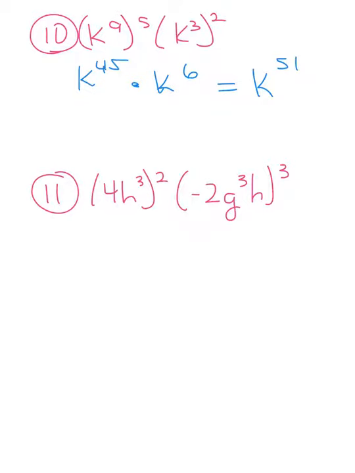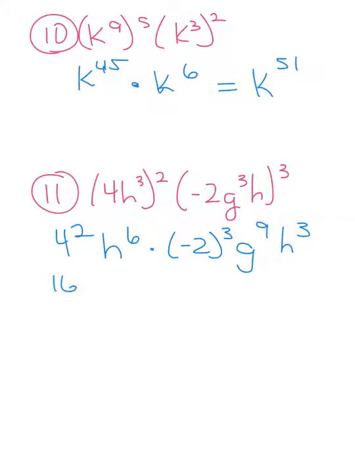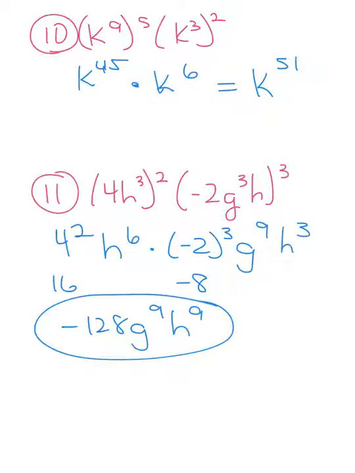Same thing with number 11. I'm going to take 4 to the 2nd power, write all this out first, h to the 6th, times, now again, negative 2 has to go in parentheses, raised to the 3rd, g to the 9th, h to the 3rd. 4 squared is 16, negative 2 to the 3rd is negative 8. So when I multiply those, I get negative 128, and I have g to the ninth, and now I'm going to add my exponents, h to the ninth. So that's my final answer right there.